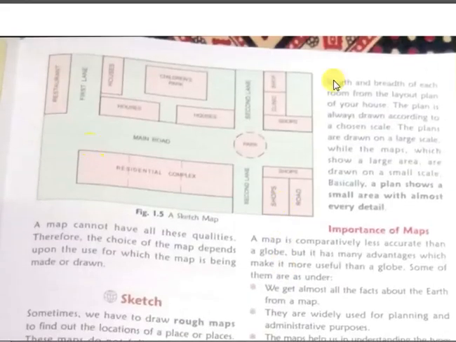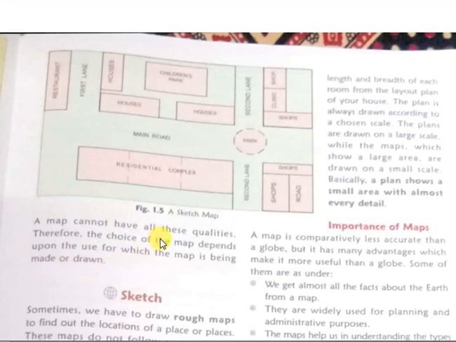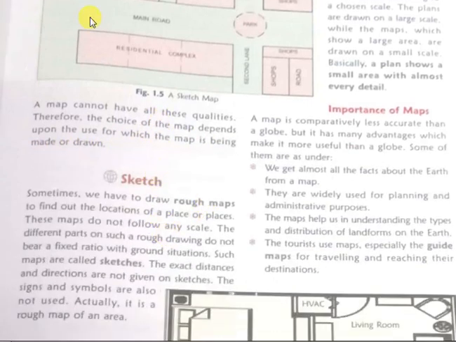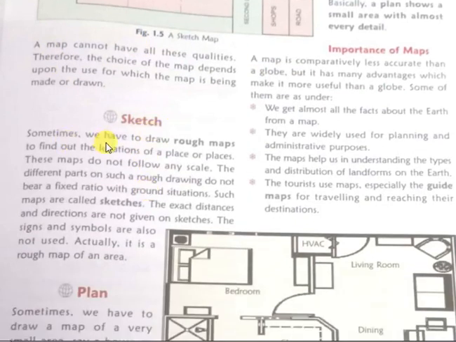So here is a sketch map. You can see here. Next, a map cannot have all these qualities. Therefore, the choice of the map depends upon the use for which the map is being made or drawn. There are different purposes for which a map can be used, and depending upon that we choose the type of map which we require.